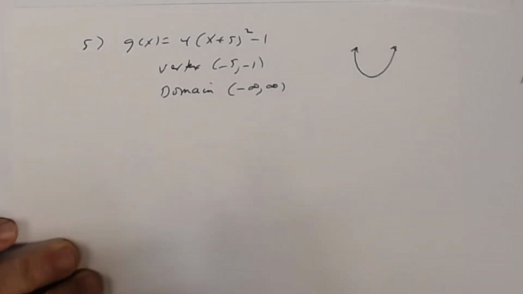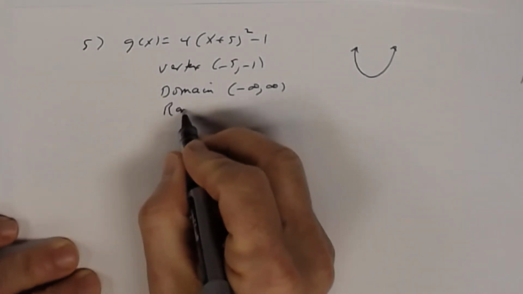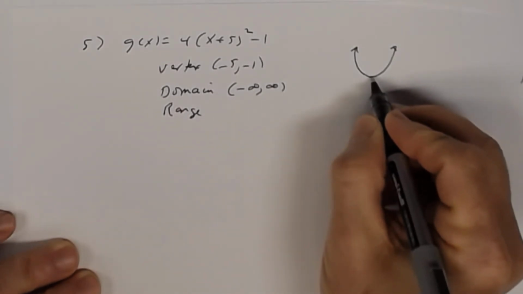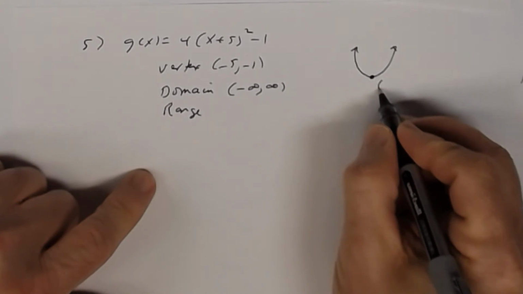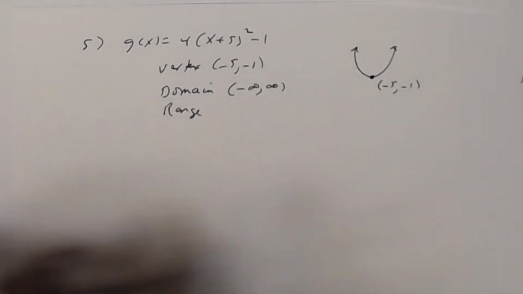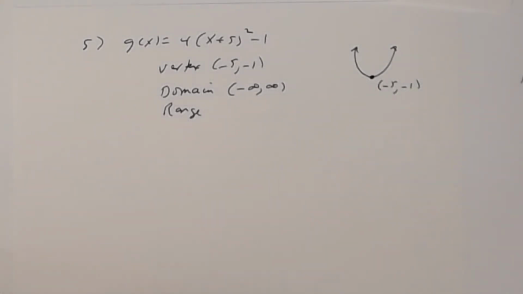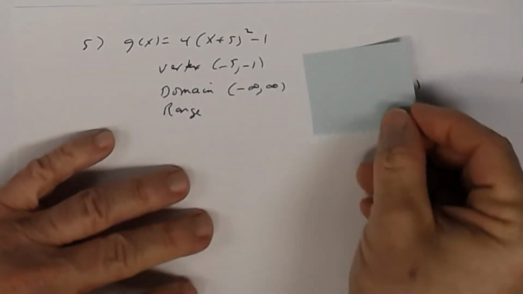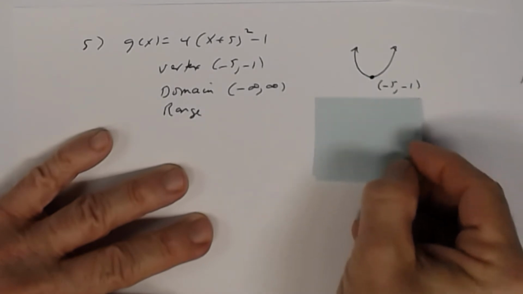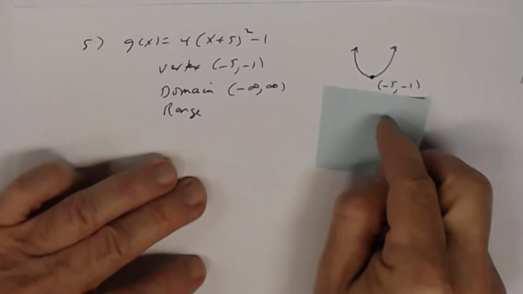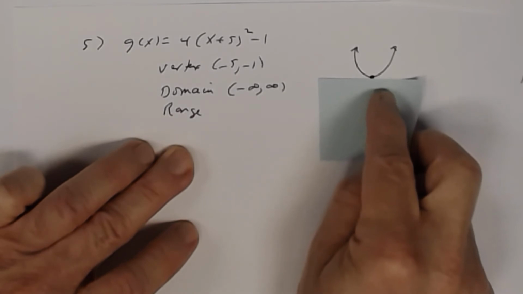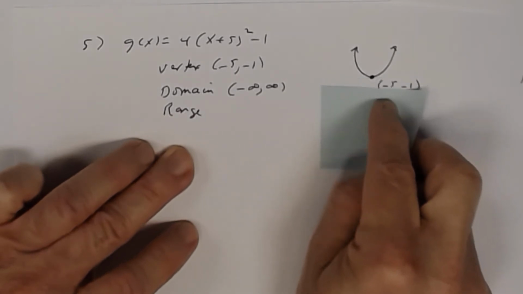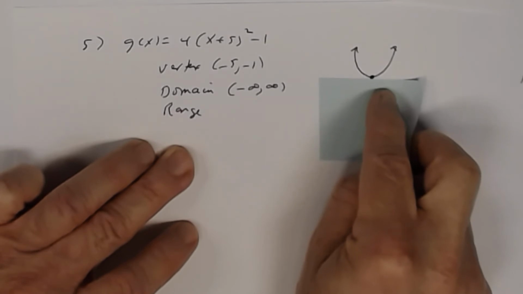All right, that's the domain. To determine the range, you really need to put the vertex here. And so the vertex is (-5, -1). Now remember, when we talked about the range, when we used the ruler, we went from bottom up. And remember, the range is a set of y coordinates. So when I get to this graph, the vertex is the lowest point, right? So it's a minimum.